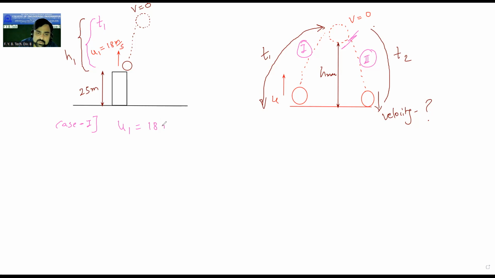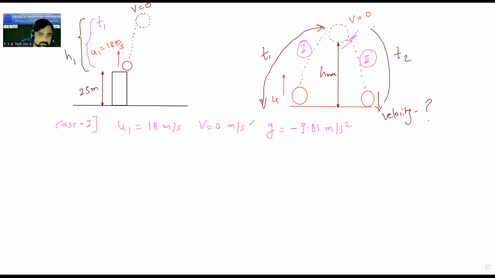So the initial velocity is 18 meter per second. After some time its velocity will become 0. So the final velocity is 0 meter per second. Now let me know what is the value of g. It is 9.81 meter per second square. Plus or minus? Minus. You should take this minus because this motion is vertically upward motion, the motion against the gravity. This vertical motion is against the gravity. That is why we have given it a negative sign.